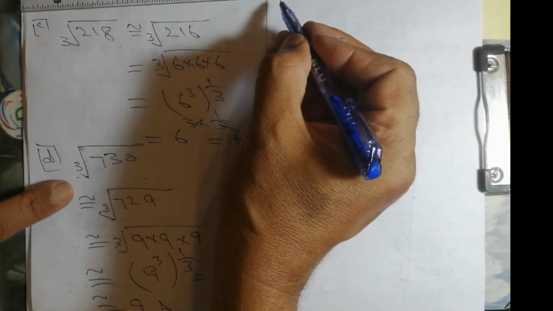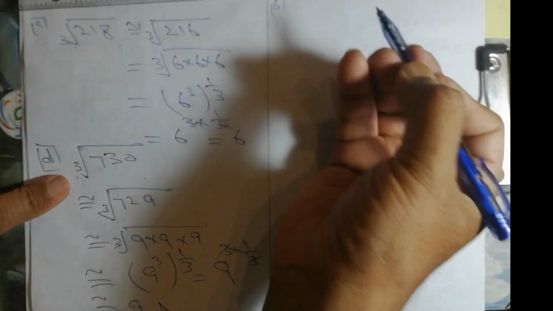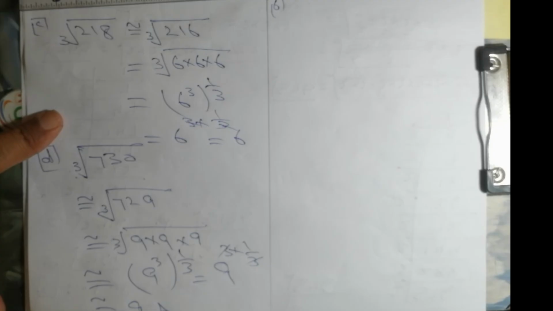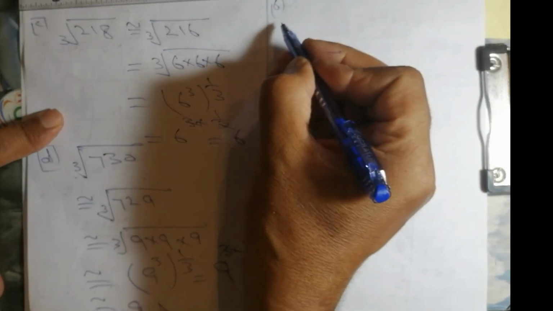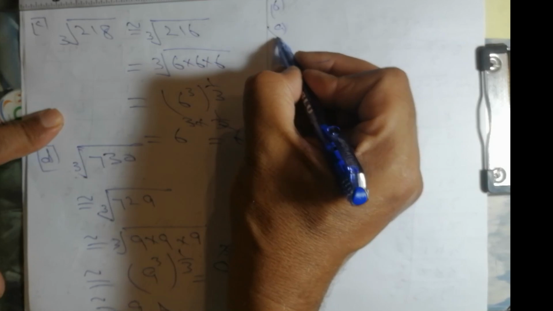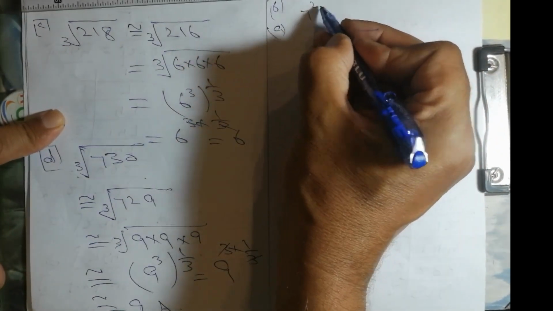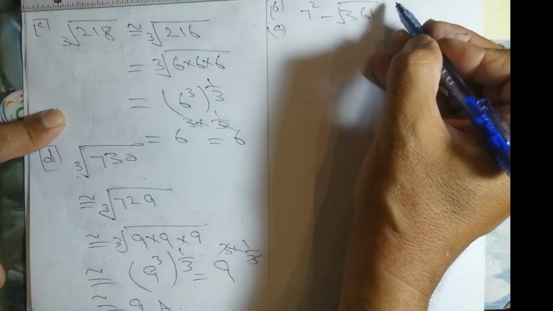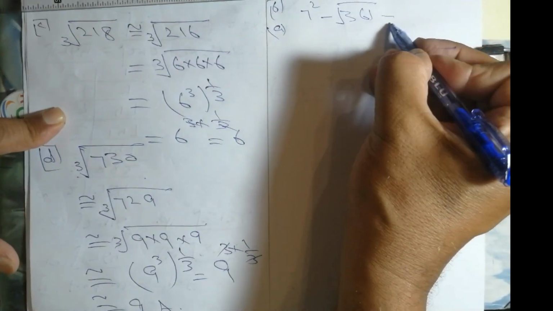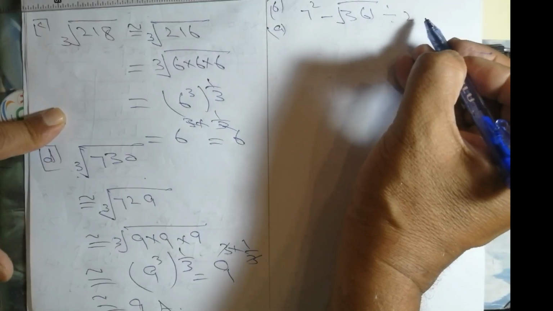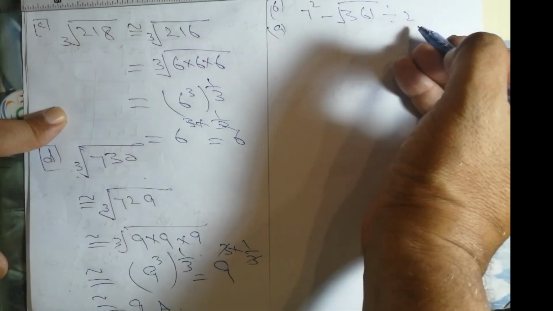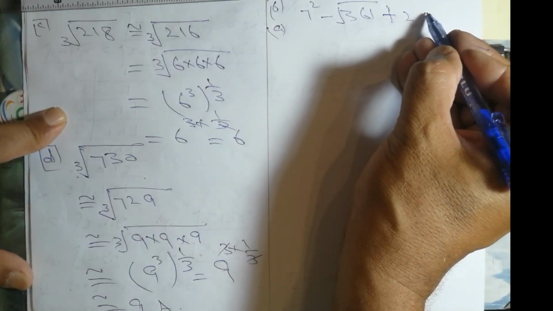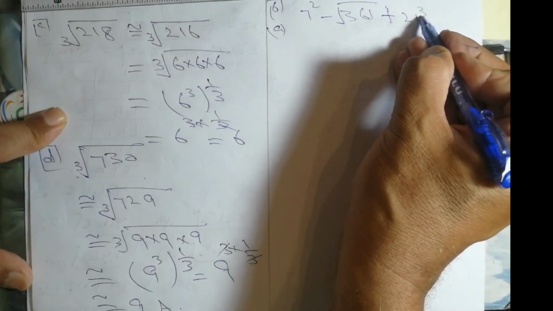Now question number 6 is: use a calculator to evaluate each of the following, leaving your answer correct to 4 decimal places. So question number 6, part A: 7 square minus square root of 361, divided by, this is plus 21 cube.